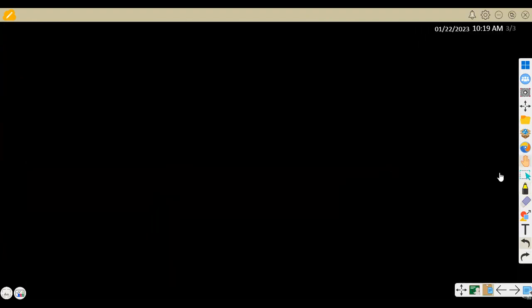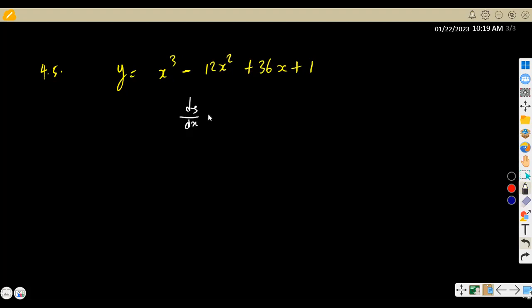So that's 4.5. I'm just going to rewrite this question here. We are given an expression for y, which is equivalent to x cubed minus 12x squared plus 36x plus 1. Then you're asked to find minimum and maximum turning points. For the maximum and minimum turning points, the derivative of y with respect to x must be equal to 0. So all you need is to find the derivative of y with respect to x, then you equate that to 0.